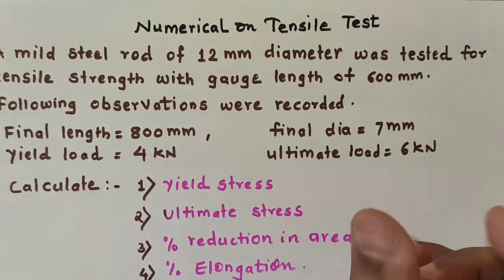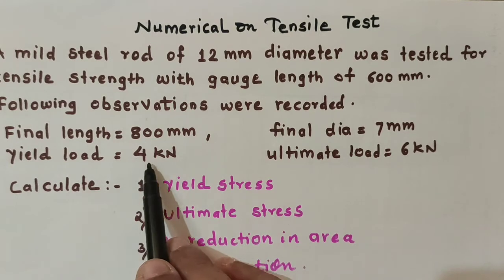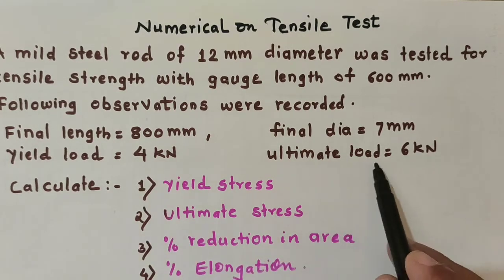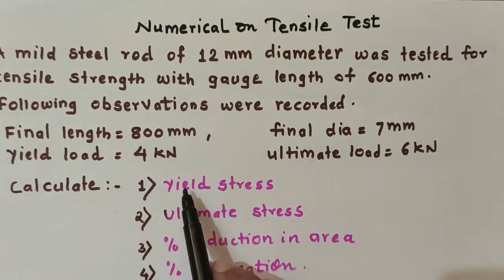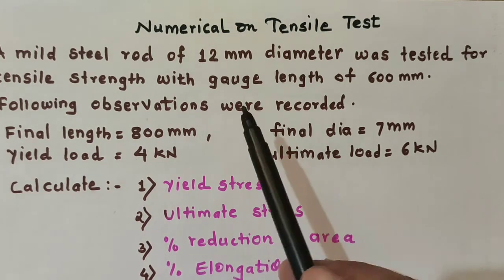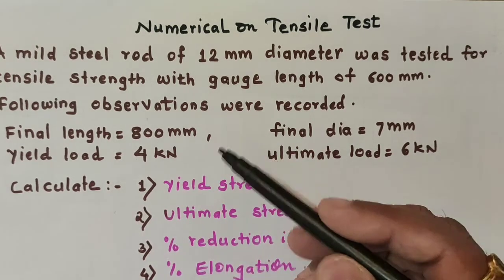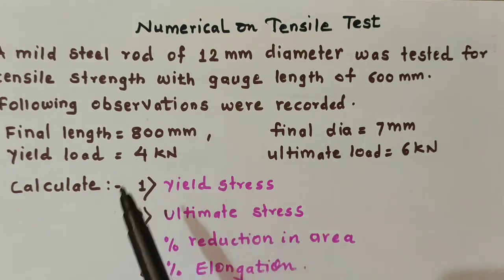So the diameter will be reduced. So the final diameter is 7 mm. Yield load is 4 kilonewton and ultimate load is 6 kilonewton. We have to calculate yield stress, ultimate stress, then percentage reduction in area and percentage elongation. So the given data is the initial dimensions and the dimensions after the testing is done.